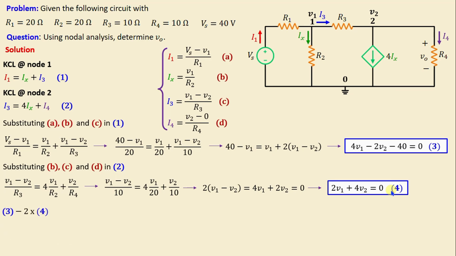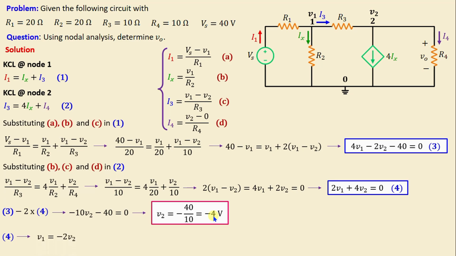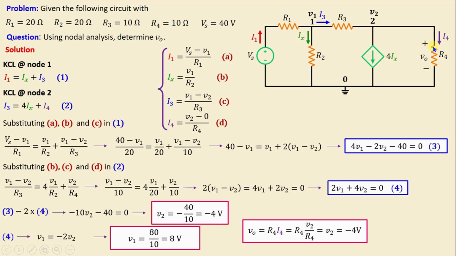By performing 3 minus 2 times 4, we derive one equation in terms of V2. That means V2 is equal to negative 40 over 10 is equal to negative 4 volt. And from equation 4, we have V1 is equal to negative 2V2. If we replace V2 with its numerical values, we obtain V1 is equal to 8 volt. And the voltage VO across the resistor R4 is equal to R4 I4, and we know that I4 is equal to V2 over R4, so that means VO is equal to V2, that is, negative 4 volt.